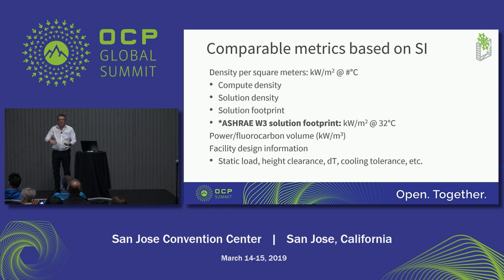The surface, floor surface, and the density divided, and then you come up with a kilowatt per square meter. Solution density includes everything that is attached to the rack to make it functional. Let's say there's water piping, water interface, maybe a pump space, service area, electrical panel. That all has to be included.